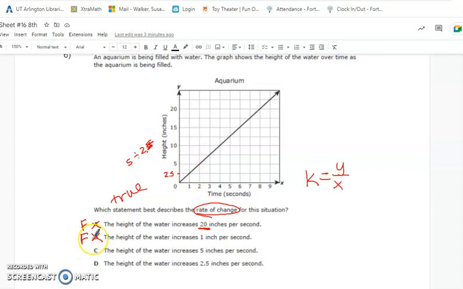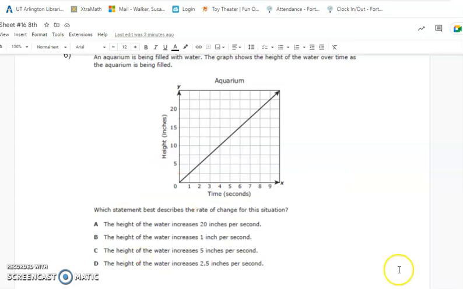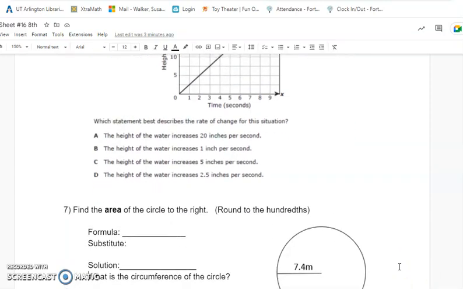Okay, so you're going to read these two and figure out which one is correct. This comes from a STAAR test, guys. Hopefully this is one that you understand. This comes from a released STAAR test.